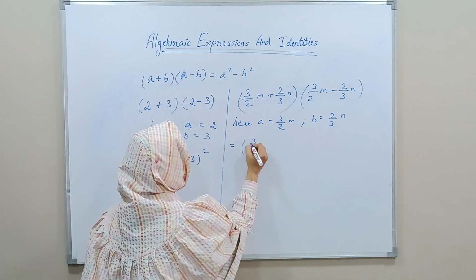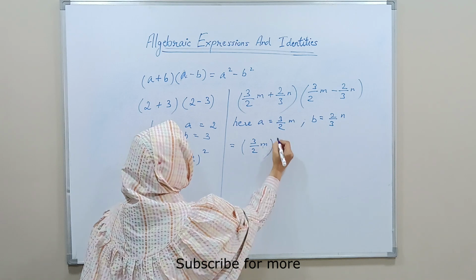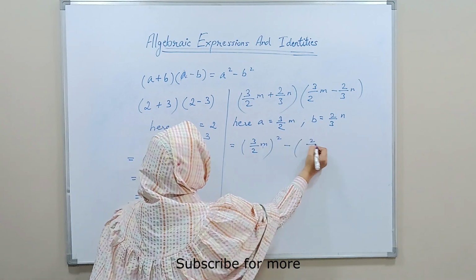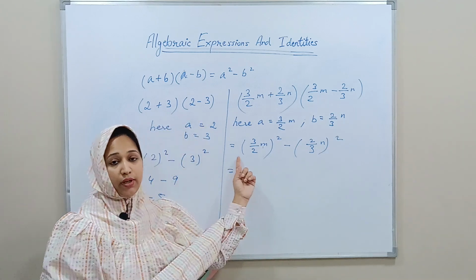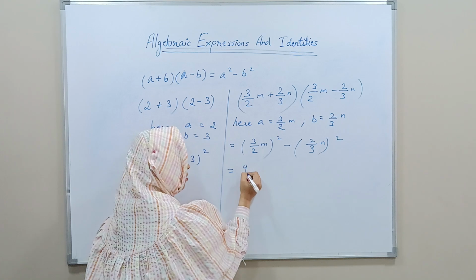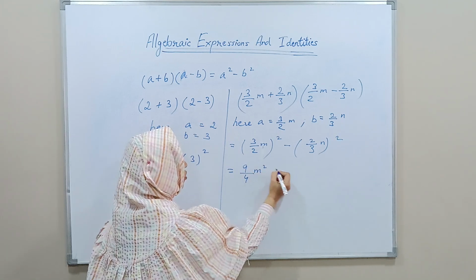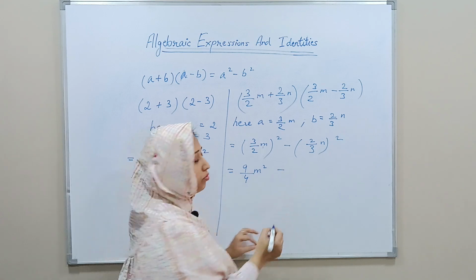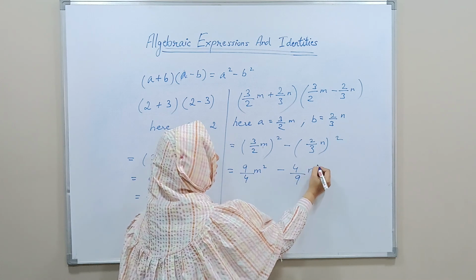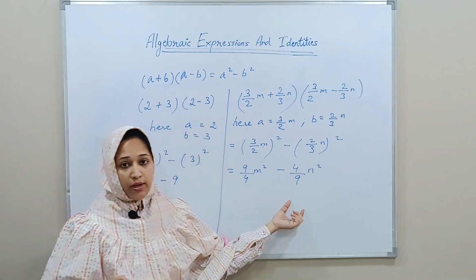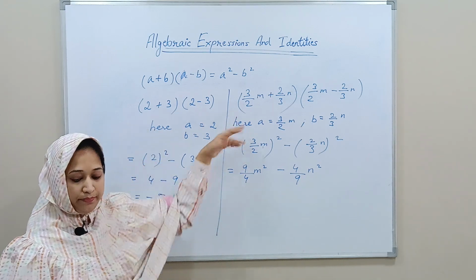So a, 3 upon 2m whole square, minus b, 2 upon 3n whole square. Now 3 square is 9. 2 square is 4, so 9 upon 4 m square minus 2 square is 4 and 3 square is 9, so 4 upon 9 n square. Now these both are unlike terms, so this is your final answer for the given expression.